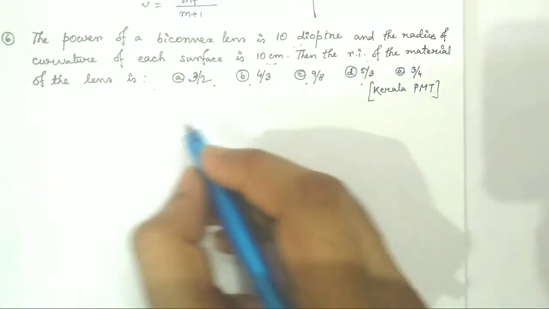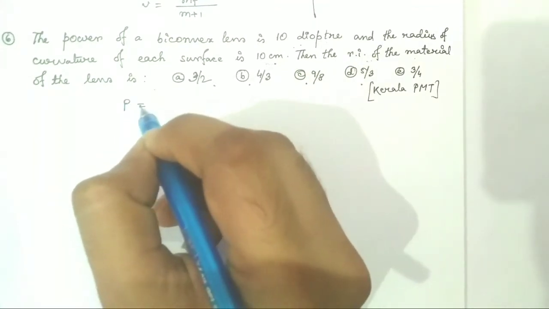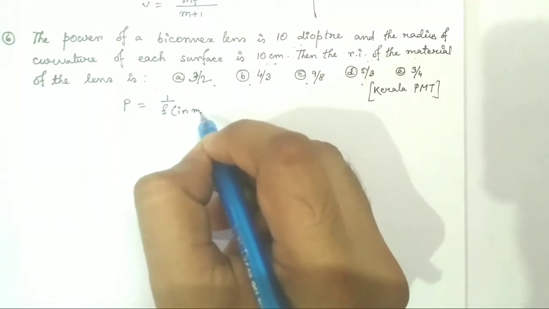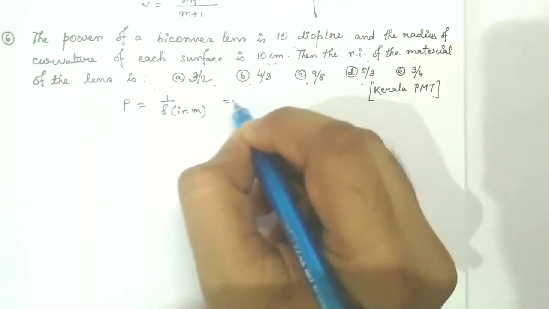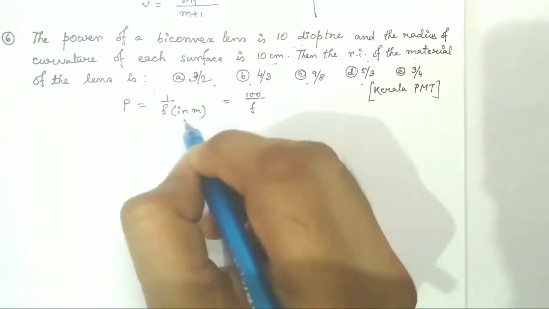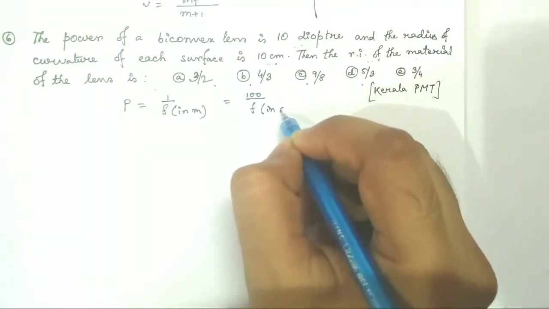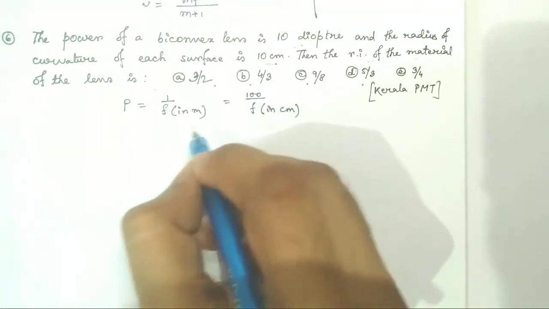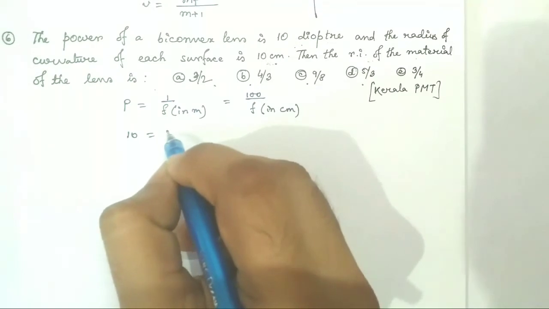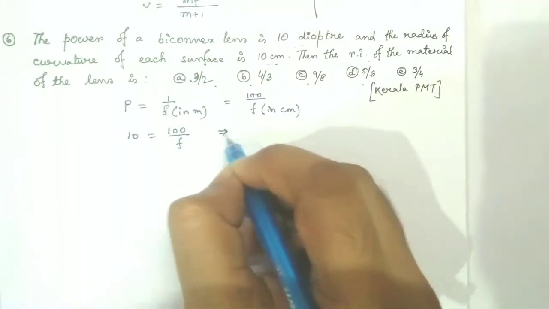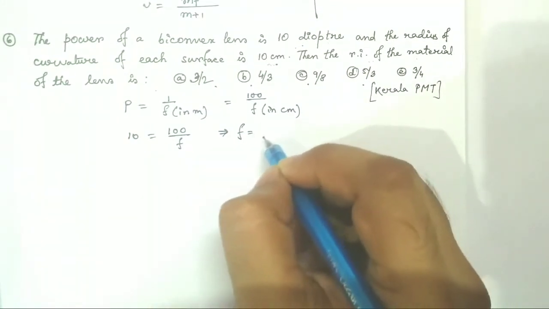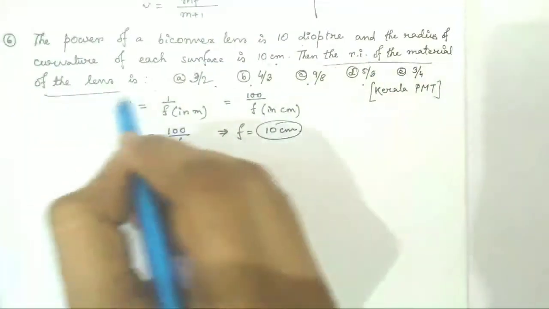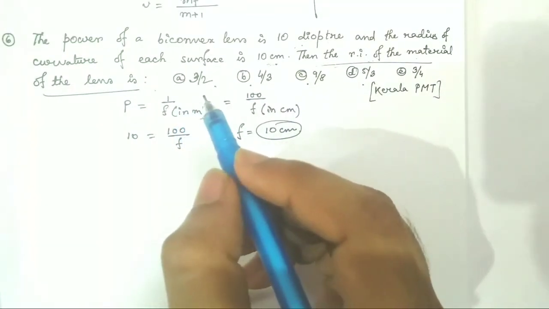We know the power of a lens is given by P equal to 1 by F when F is expressed in meter, and also it is expressed as 100 by F if F is expressed in centimeter. So in this case the power is given by 10 diopter equal to 100 by F. So the focal length will be given by 100 by 10, that is 10 centimeter. Now the refractive index of the material of the lens is asked.